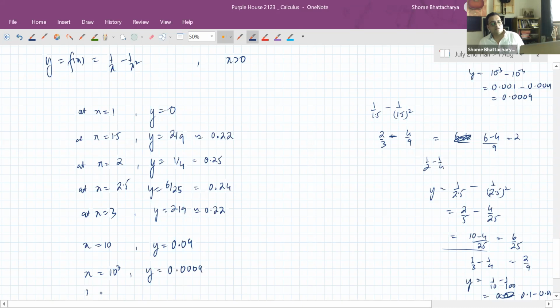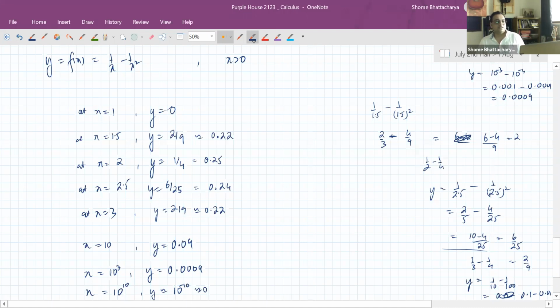Now let's take quite a ridiculously large value, like let's say 10 raised to the power 10. So you will see that y will be nearly 10 raised to the power minus 10. It will be in fact something even smaller than that. So it's very close to 0. 1 upon 10 to the power 10 is a very small number.